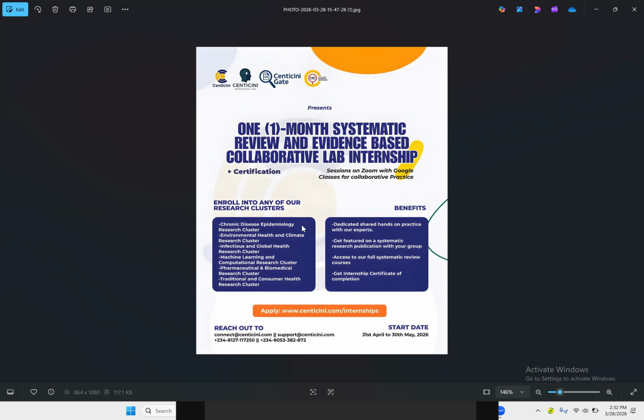We have our chronic disease epidemiology cluster. We have environmental health and climate research cluster. We have infectious disease and global health research cluster. We have our machine learning and computational research cluster. We have our pharmaceutical and biomedical research cluster. And we have our traditional and consumer health research cluster.